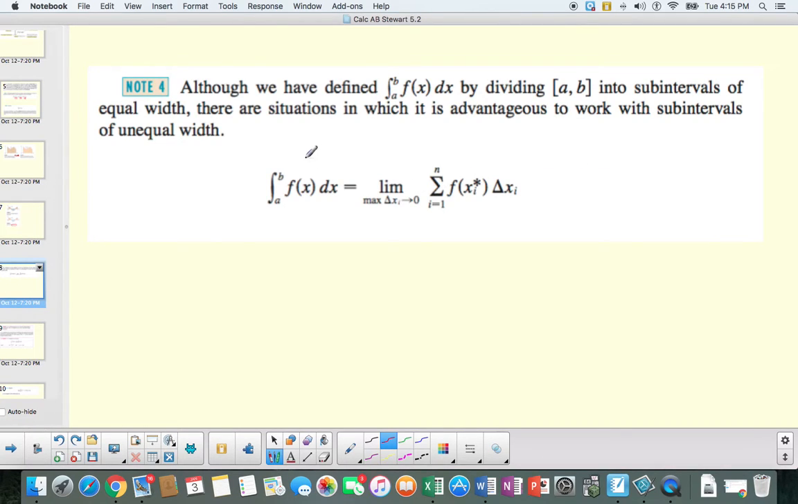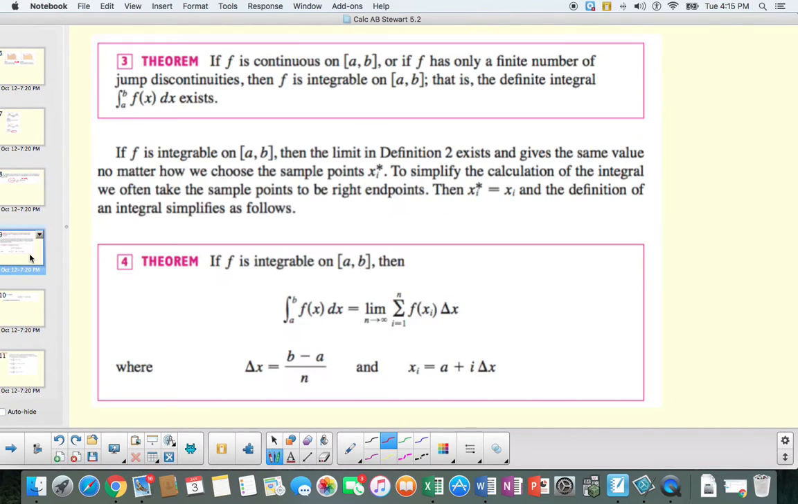Okay, note 4. Again, this is the exact area, and these are the heights of the rectangles and the widths of the rectangles. Now, the widths don't all have to be standard size, as long as the maximum delta x is going to 0 as you increase the number of rectangles. Then that's going to give us an integral. As long as a function is continuous and has only a finite number of jump discontinuities, the definite integral does exist. And at the end of this lesson, we'll find an example like that.